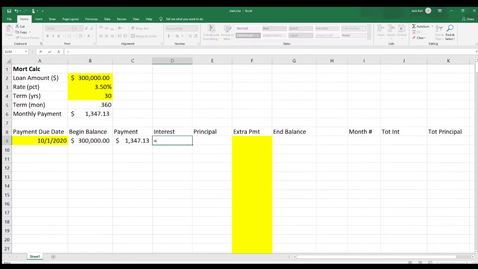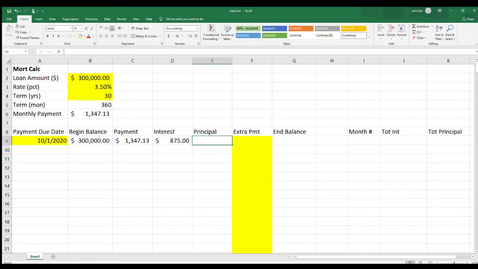The interest is the beginning balance times the interest rate. Again, that's an absolute interest rate. And again, our interest rate up on B3 is annual, and we want monthly, so we divide by 12. Now, we have a payment. It's composed of principal and interest. We know the payment, we know the interest, so the principal must be the payment minus the interest.